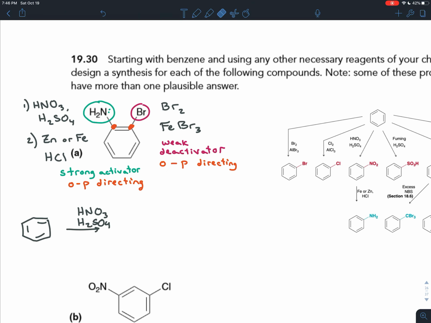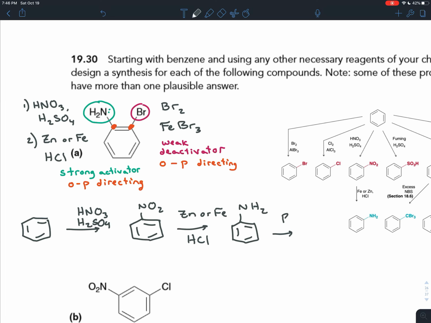That would give us a benzene ring with a nitro group. If we treat that with zinc or iron in the presence of HCl, that would reduce that. The bonds to oxygen would become bonds to hydrogen. And then we can add the bromine. So we could add Br2 and FeBr3.